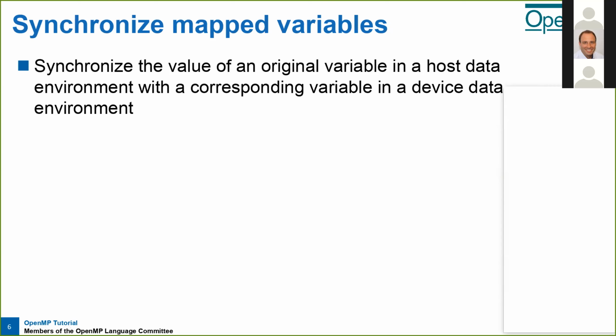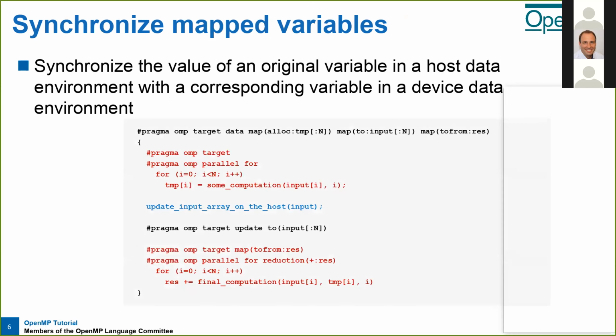We can also, and I mentioned it, synchronize variables that are already mapped with a target update clause. Sometimes we want to exchange data between the host and the device, in both directions, while a set of kernels is already running on the device or in between a set of kernels. So that means we want to synchronize only a part of the data environment.